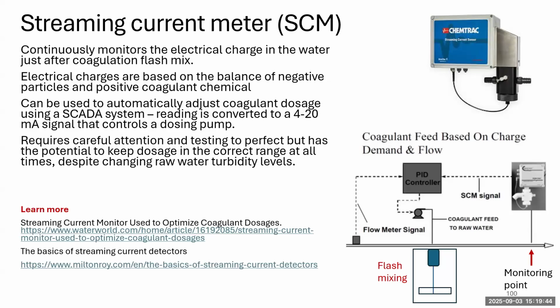So there's also some resources for this. Streaming current meters used to optimize coagulant dosages. That's a little case study in Water World of a utility that actually used one of these, and it tells about some of the hurdles they had to go through, and how it eventually helped them to save money in overdosing and to respond to changes in their turbidity. And the second one, the basics of streaming current detectors. It's by a vendor, but it gives a good overview of how they're used.